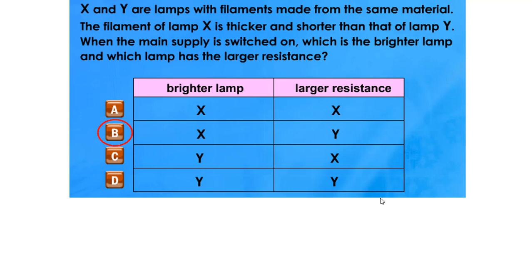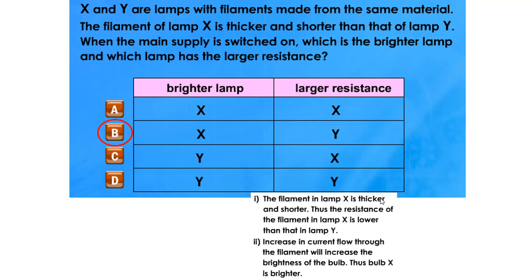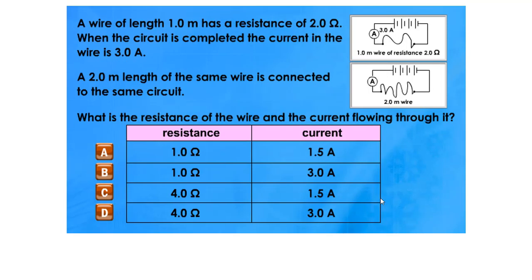Because more current flows in X because of lower resistance. The filament in lamp X is thicker and shorter, thus the resistance of the filament in lamp X is lower than Y. Increasing the current flow through the filament will increase the brightness of the bulb, thus bulb X is brighter.